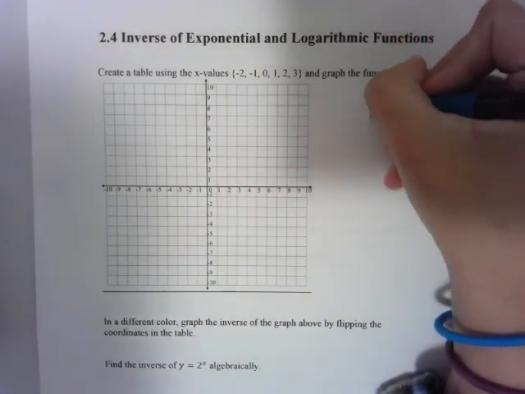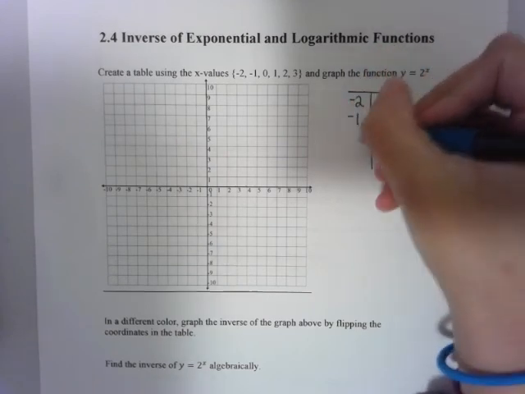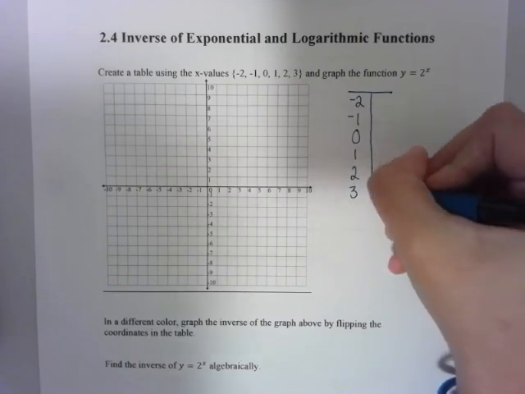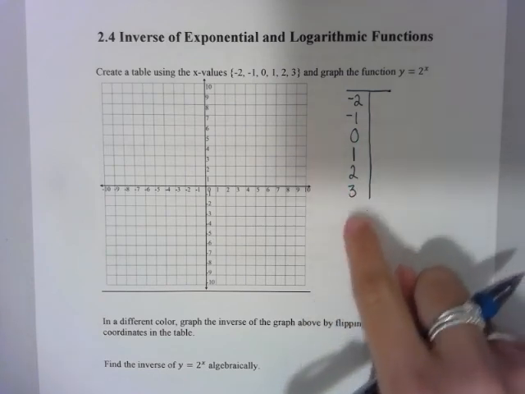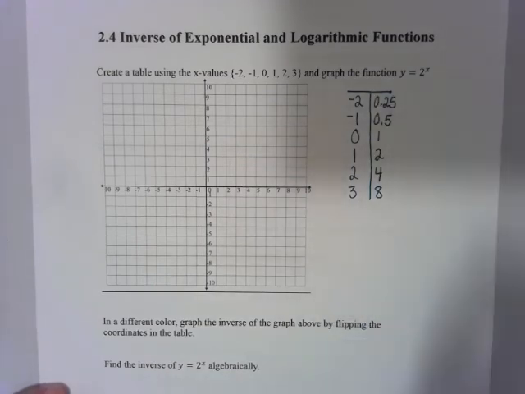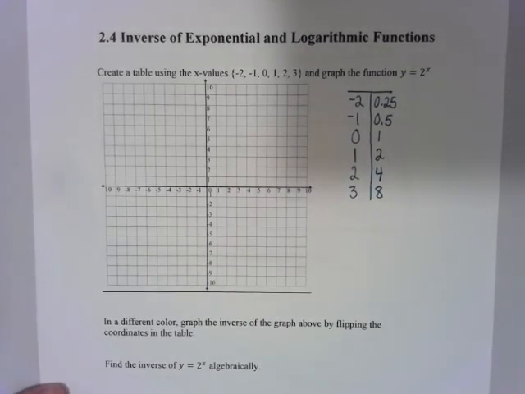So I'm going to draw a table. And I'm going to plug each of these x values into my equation right there. Take a second to do that on your own. Now that I have my x and y values that go along with the function y equals 2 to the x power, I'm going to go ahead and plot those points on the graph I have here. Take a second to do this on your own.